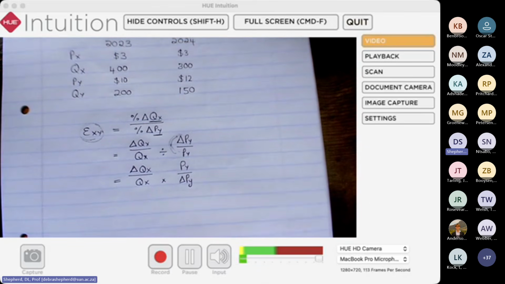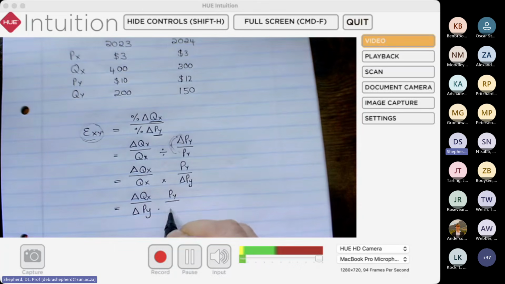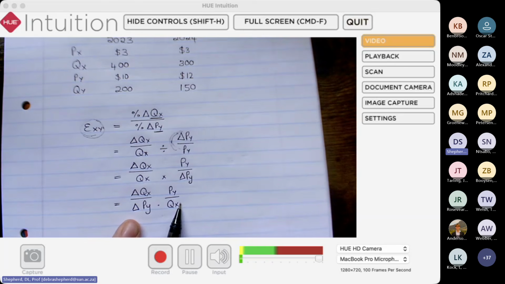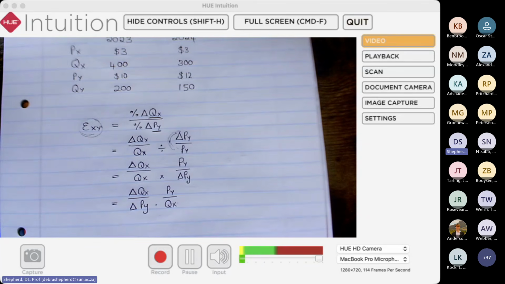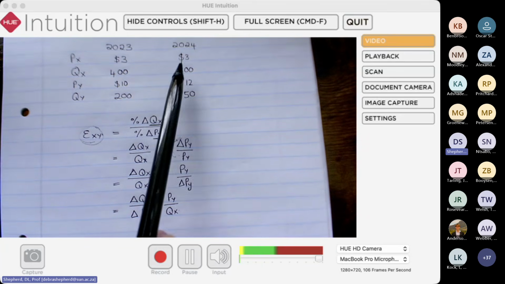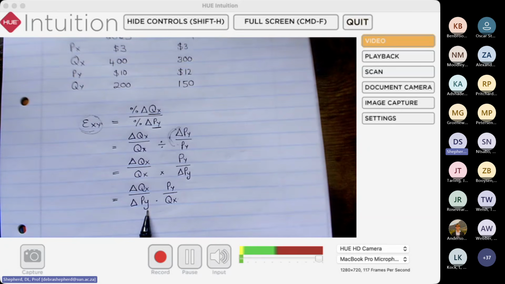And then I can do something else. I can say then that the change in the quantity of X over the change in the price of Y is equal to price Y over QX. So this is just another way in which we could represent the elasticity formula. This becomes most useful when we do price elasticity of demand, which is why I'm showing it to you. But what we're going to do now is sub in values from up here into this formula.